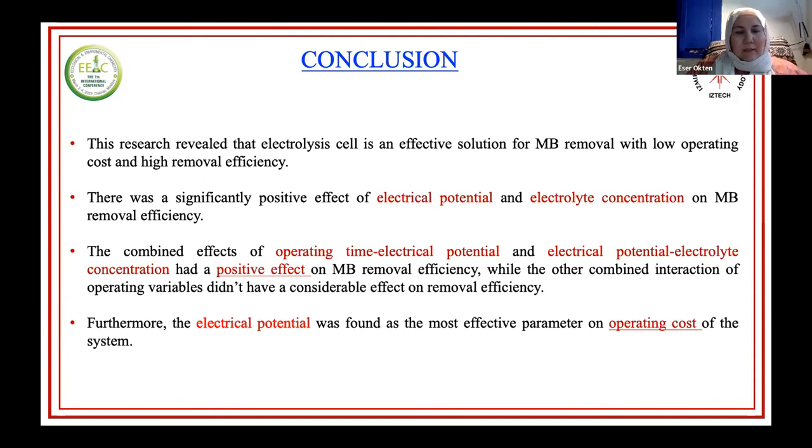So there was a significantly positive effect of electrical potential and electrolyte concentration on methylene blue removal efficiency. And the combined effects of operating time and electrical potential and electrolyte concentration had a positive effect on methylene blue removal efficiency, while the other combined effects, the dual effects, did not really have a considerable effect on the removal efficiency. And furthermore, the electrical potential was found as the most effective parameter on operating cost of the system. So this was our preliminary study and the results from the preliminary study.